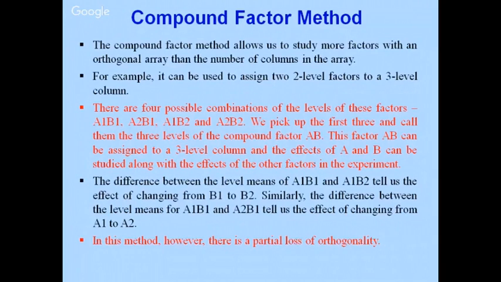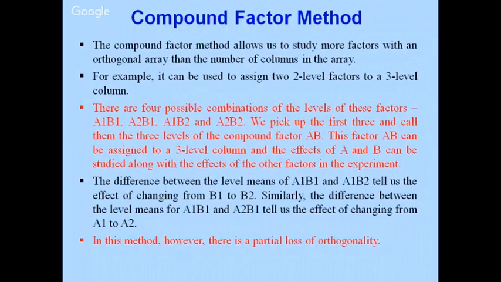And lastly, compound factor method. It allows us to study more factors with an orthogonal array than the number of columns in that array. For example, it can be used to assign two 2-level factors to a 3-level column. Otherwise a 3-level column will be used to study only one factor. Now we can assign 2 factors each with 2 levels. But as I told you earlier, this makes it complicated. I will briefly describe it.